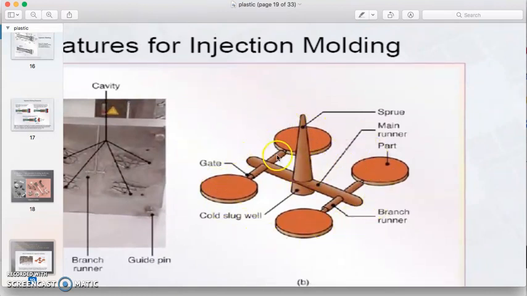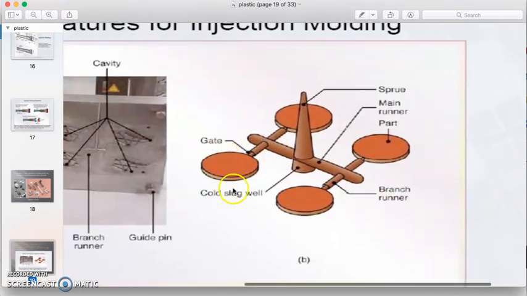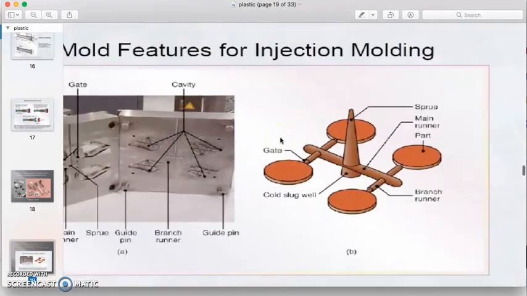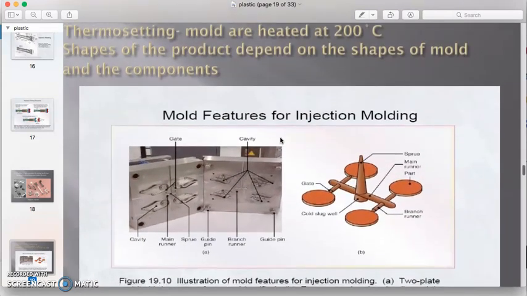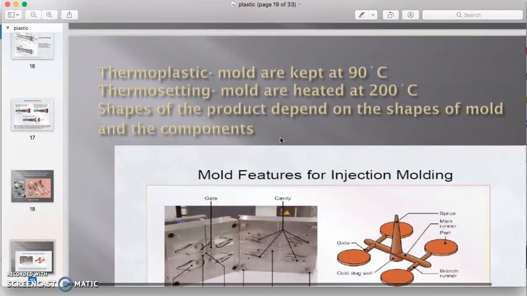This figure shows the part after the injection process, and we can cut the runner and remove the part with the runner and sprue. Okay. Be careful.